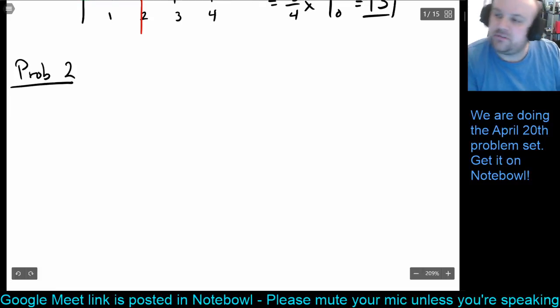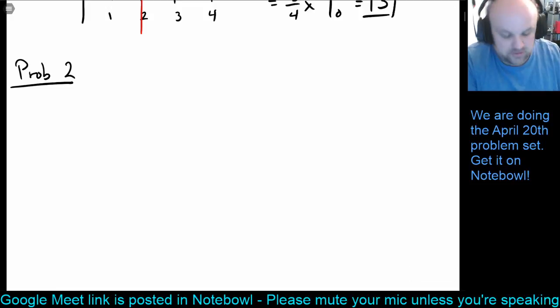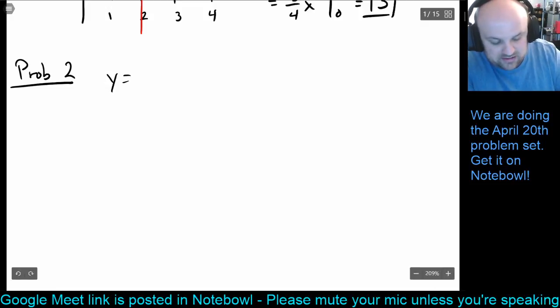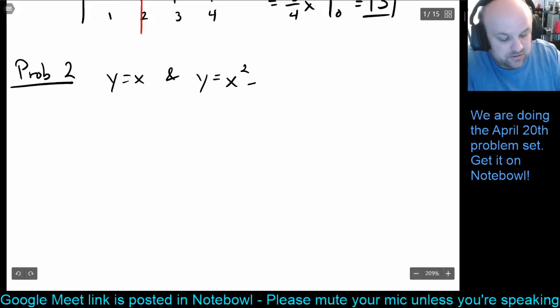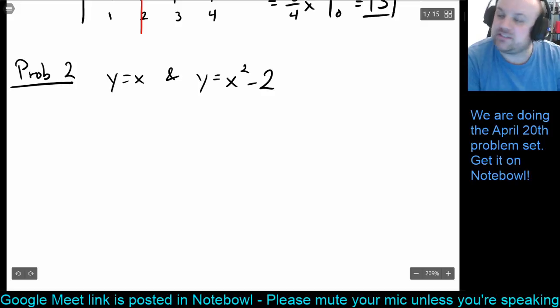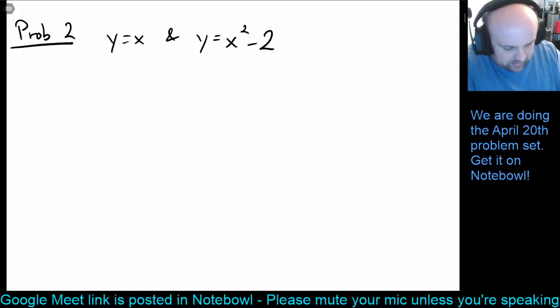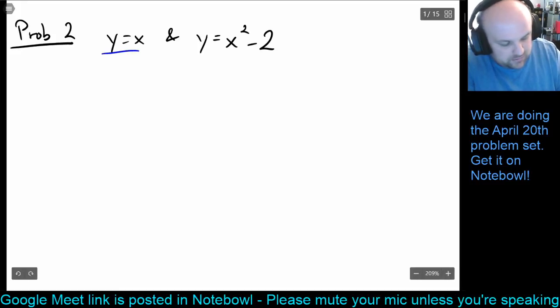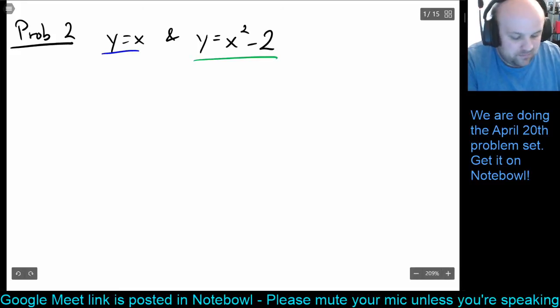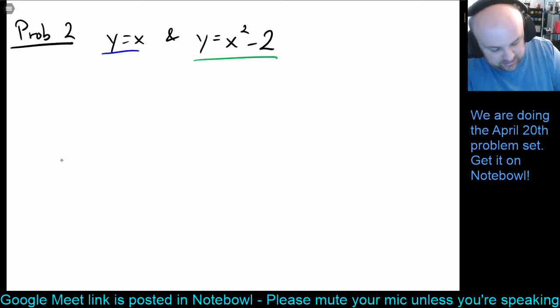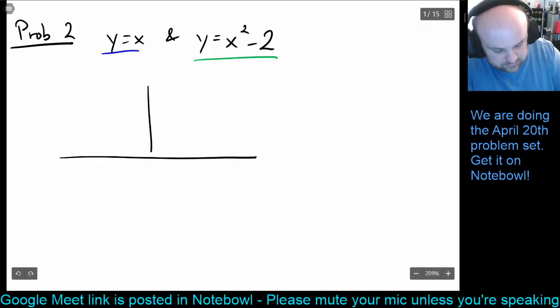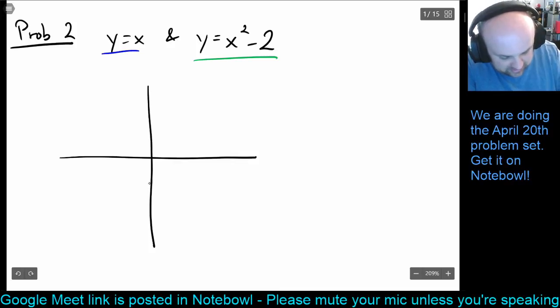All right, problem 2 here. We have two curves, y equals x and y equals x squared minus 2. And I want to find the area between these two. Okay, so let's go ahead and graph these. Again, I'm going to do the first one in blue, the second one in green. Let's draw my axes like this. 1, 2, 1, 2, 2, 1, 2.